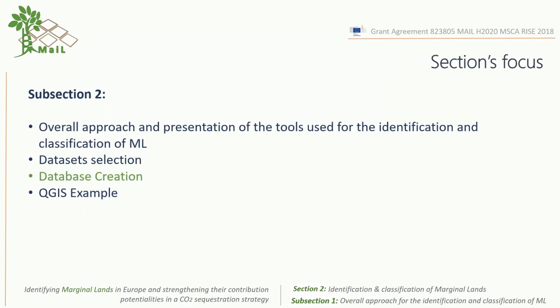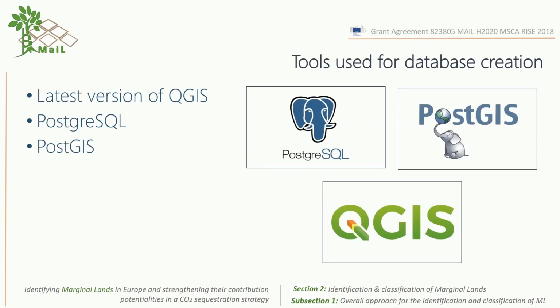In the next slides, we will see how to create a geospatial database and load data in it using open source tools. The tools that we will be using are the latest version of QGIS that you downloaded previously, PostgreSQL, which is a tool for generic database creation, and PostGIS, which is a tool that connects PostgreSQL with QGIS and allows PostgreSQL to process and store geospatial data.